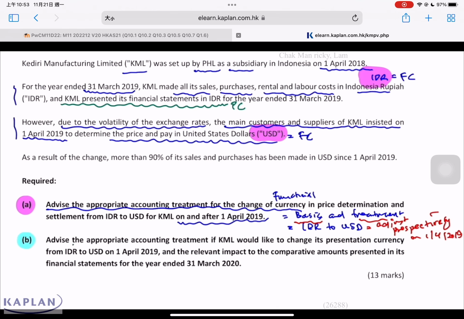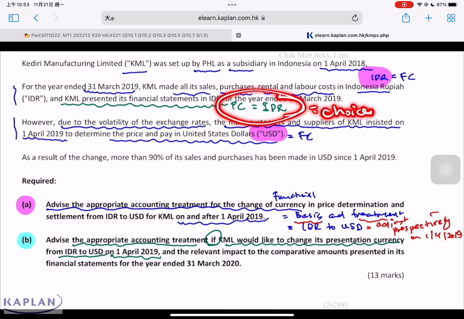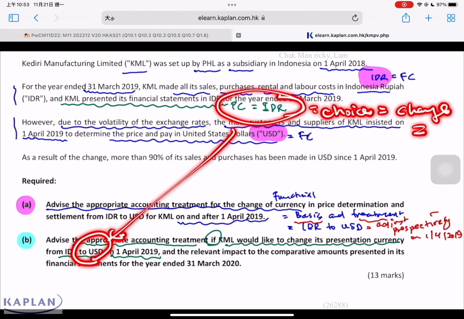Part B. Advise the appropriate accounting treatment if KML would like to change its presentation currency from rupiah to US dollar on 1st April 2019. Before that, the presentation currency is rupiah. To use rupiah as a presentation currency is a choice. If KML decides to change the presentation currency to US dollar, this is a change in the choice in the presentation. A change in presentation is a change in accounting policy. If it's a change in accounting policy, we must apply the change retrospectively.